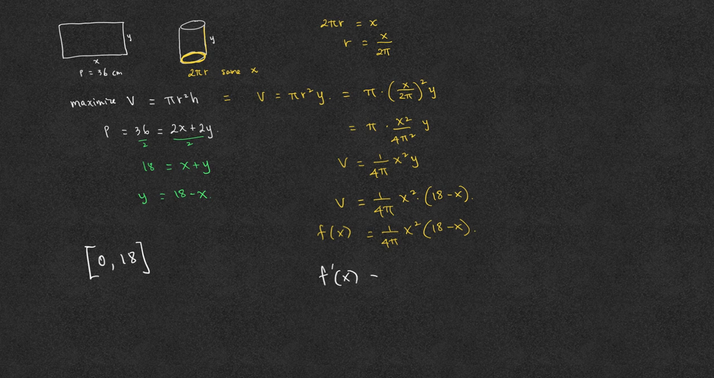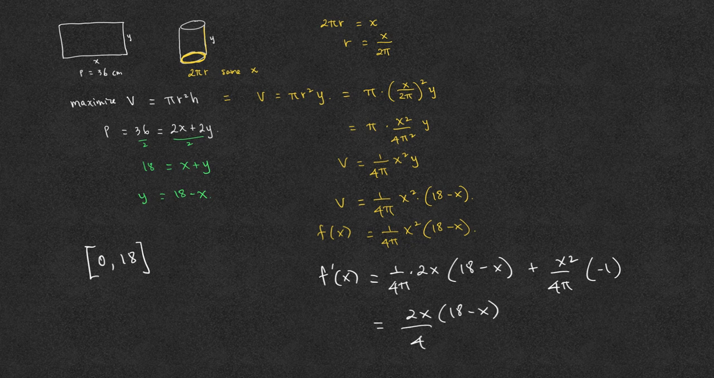f prime of x, using the product rule, is the derivative of 1 over 4 pi x squared, which is 1 over 4 pi times 2x, and we keep the second factor, plus x squared over 4 pi times the derivative of the second factor, which is negative 1. This is 2x times 18 minus x over 4 pi, minus x squared over 4 pi.